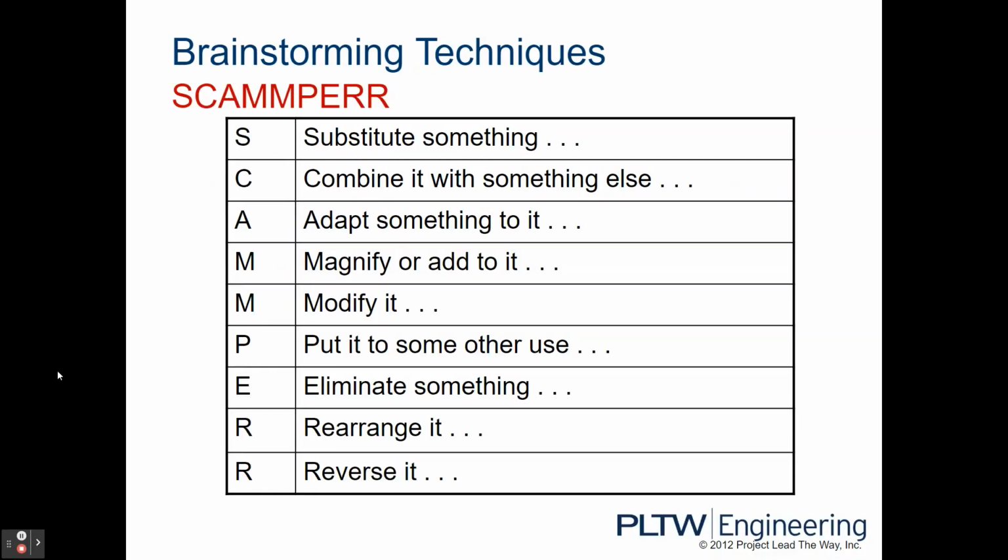Scamper is another one here. This is where if you follow the acronym, if you have an idea that you're kind of working with, you could think about substituting something to it or with it, combine it with a different idea, adapt it to something else, maybe magnify it, make it larger, modify it, put it to some other use, maybe take something away from it, rearrange it, and reverse it.